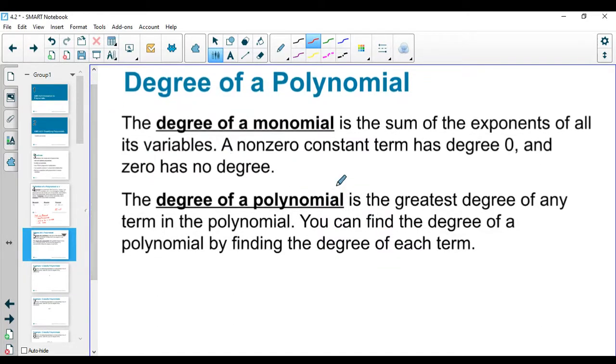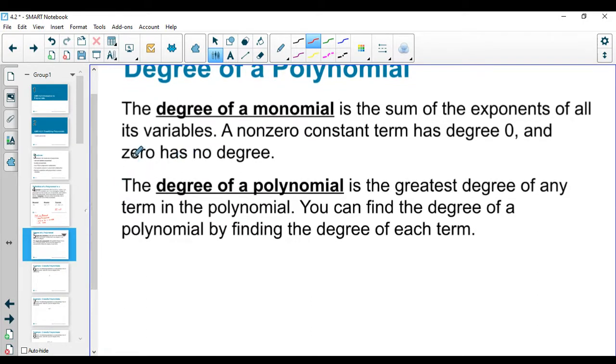Anyways, the degree of a polynomial is the sum of all the exponents of its variables. A non-zero constant has degree 0, and 0 has no degree. So little difference there. If we had a monomial like 5x to the third y squared, the degree is going to be 3 plus 2, or 5. The sum of the exponents. So 3 plus 2, degree is 5.